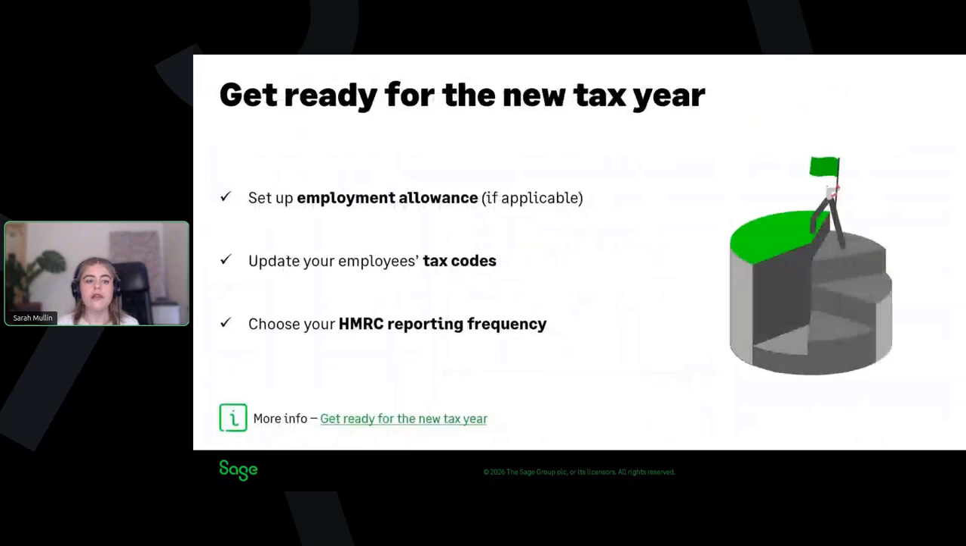So just to recap our checklist. We've gone through and we have set up employment allowance. Of course, if it's applicable, make sure no exclusions apply to you. We have updated our employees' tax codes. So we checked in our HMRC notices mailbox and we made sure there weren't any week 1, month 1 flags remaining when we went in to process our first pay run. And then we also were asked to confirm our HMRC reporting frequency when we processed our first pay run. And we selected monthly and confirmed that. So those are our 3 preparation steps, all ticked off.